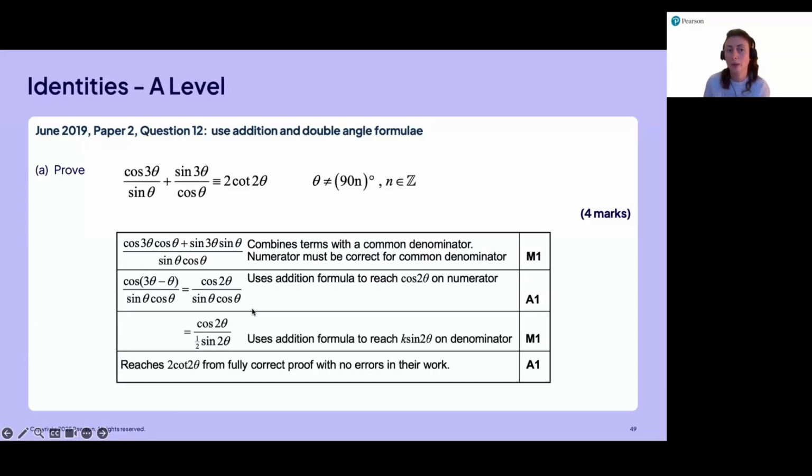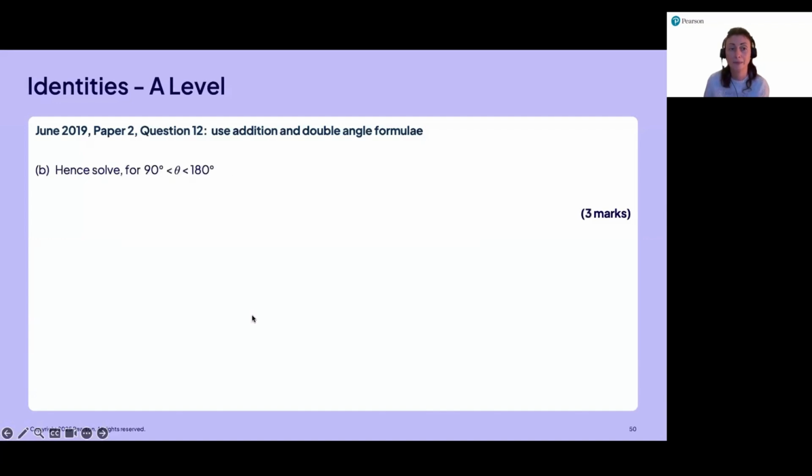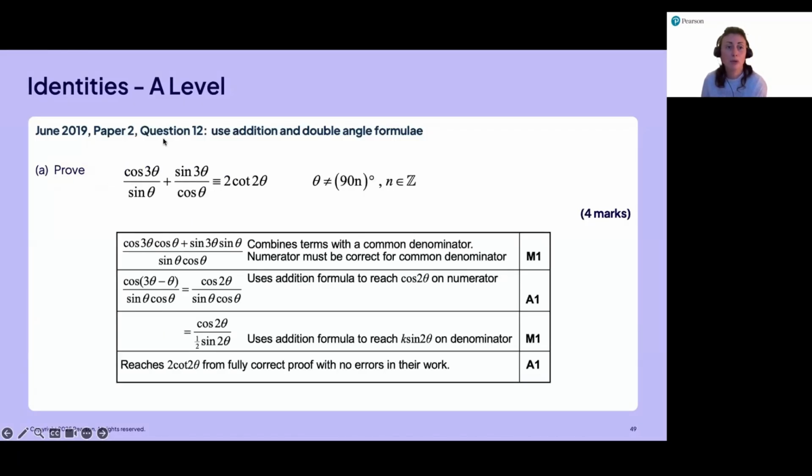And then from there, it wasn't too bad. And you can see you have to use another addition formulae on the sine. So getting your students to investigate what the angles are on either side. Are they doubles? Are they singles? Are they a mix? I always get my students to look at the angles before proceeding. Hence solve. So you really needed to have done part A, but it was a show that question.